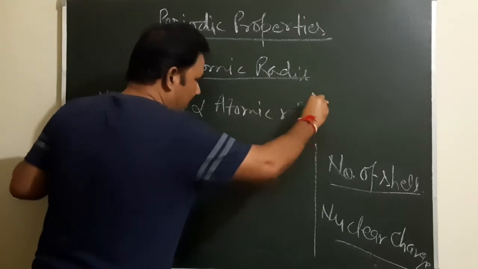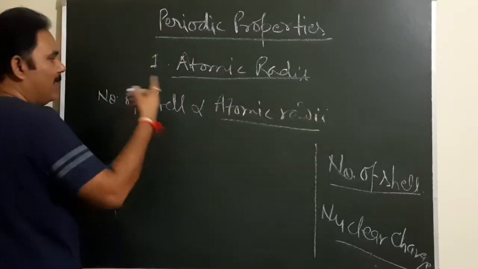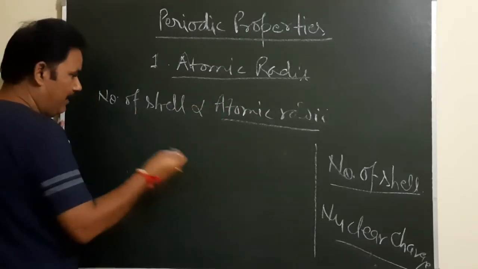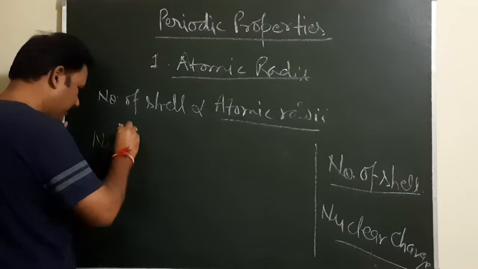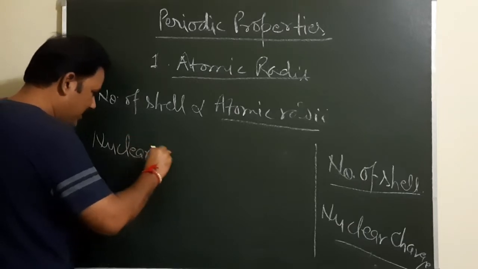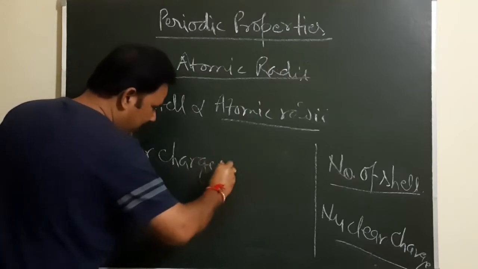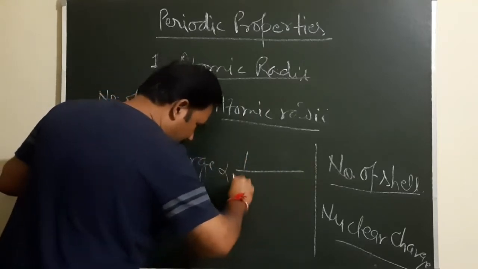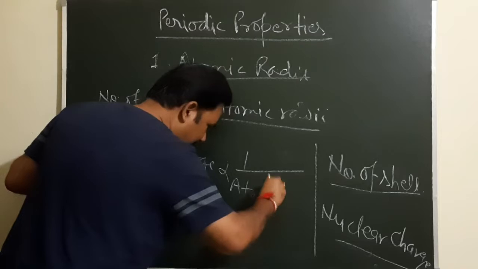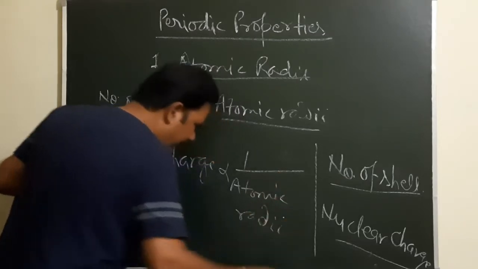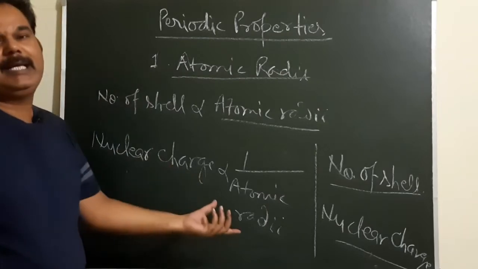Atomic radii. If the number of shells increases, then atomic radii increases. Second, nuclear charge. Nuclear charge is inversely proportional to the atomic radii. It means if nuclear charge increases, then atomic size decreases.